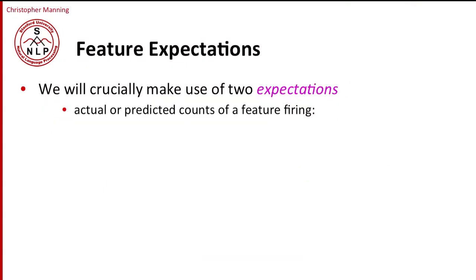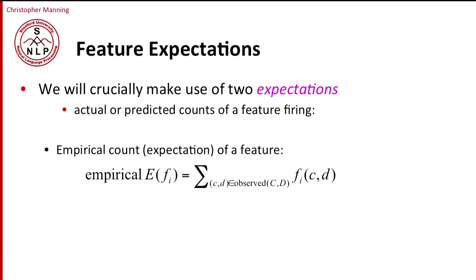Later on, when we're working with features, we're going to crucially make use of two expectations. An expectation is an actual or predicted count of a feature firing. And we have two expectations. One is from our supervised data, where we can just look at how often a particular feature is satisfied by pieces of data. We'll refer to that as the empirical count or the empirical expectation of the feature. So we simply look through every piece of data that we're training off and ask, is the feature true of that piece of data? And we count the number of times it's true, and that's our empirical expectation.